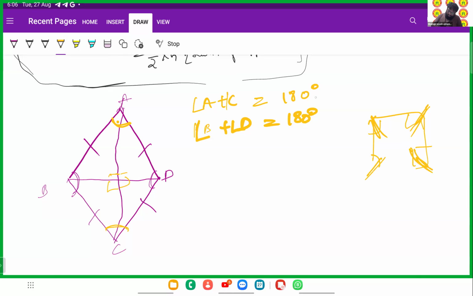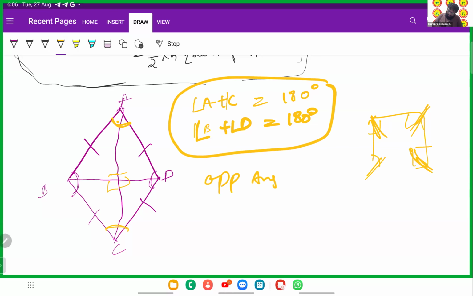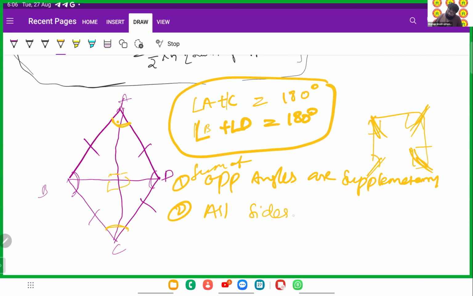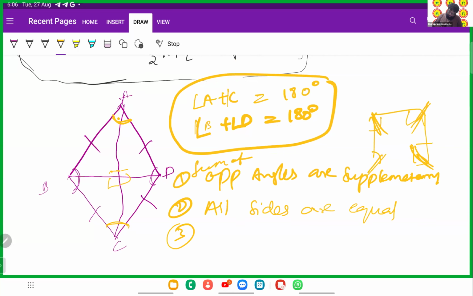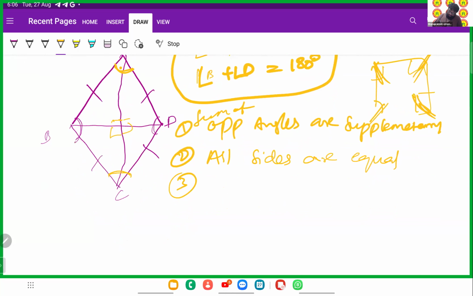That's why I wrote here, A plus C is supplementary. Opposite angles are supplementary. Sum of opposite angles is supplementary. And all sides are equal. And what else next? Diagonals perpendicular.